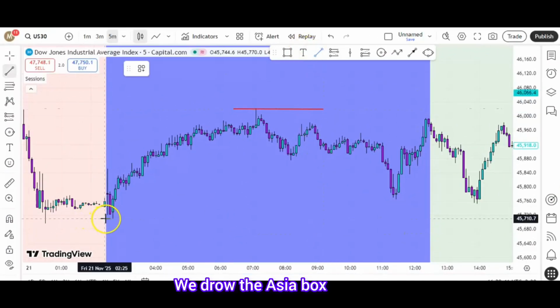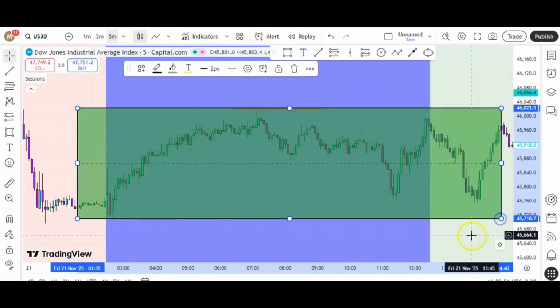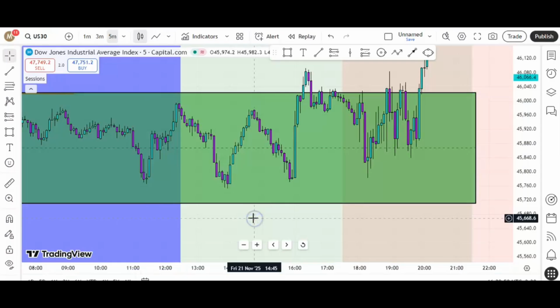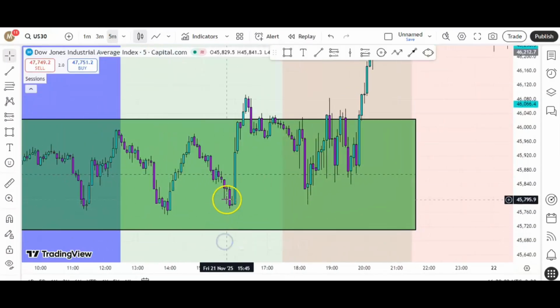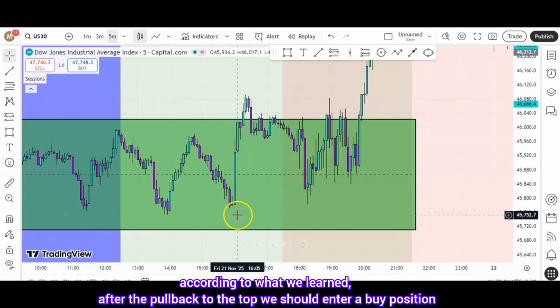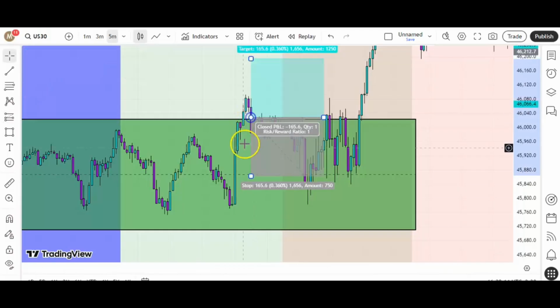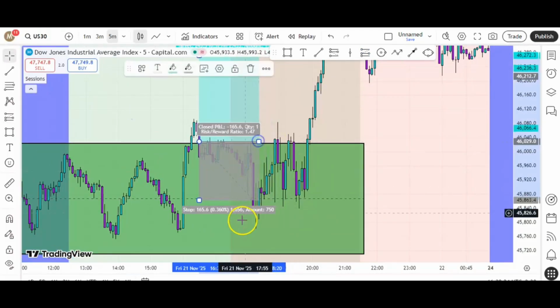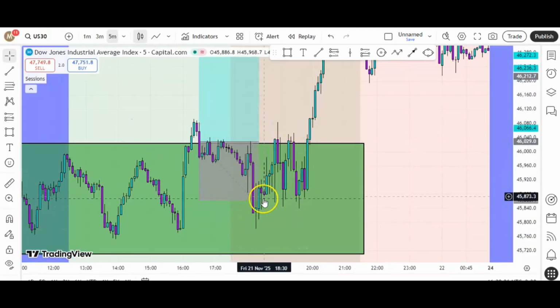We draw the Asia box. According to what we learned, after the pullback to the top, we should enter a buy position. And that got us stopped out.